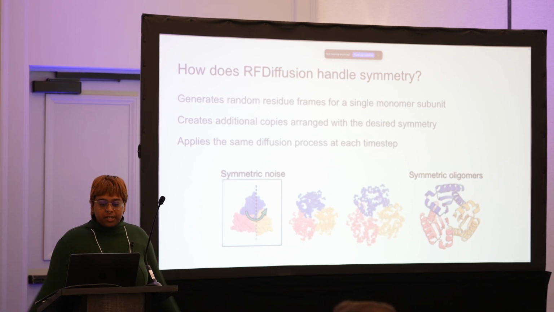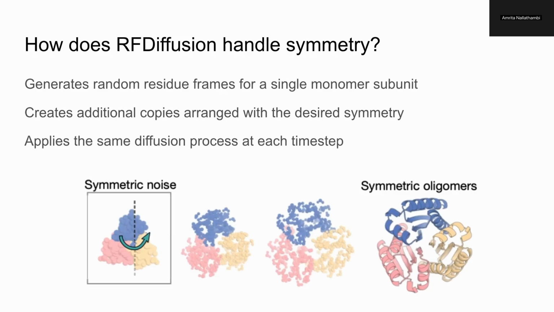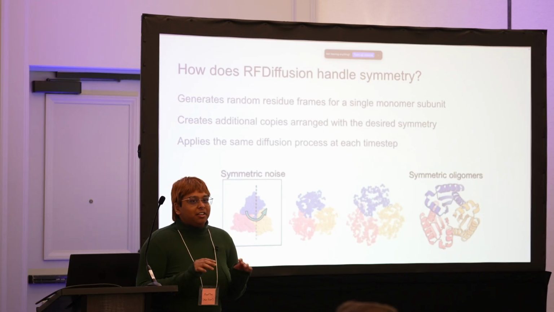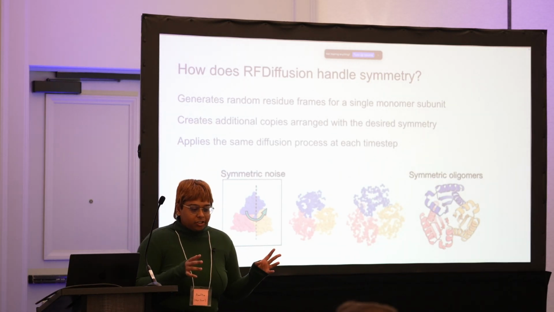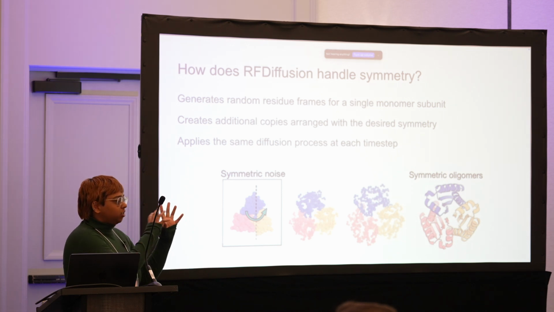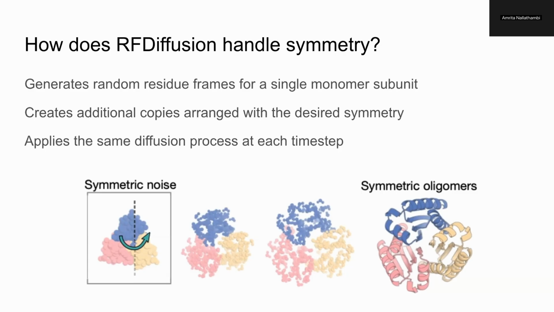So RFDiffusion handles symmetry essentially by creating monomeric noise and then making the copies in the desired symmetry that we ask it to. And I want you all to remember this because it's going to come up in Matt's lecture later, but the symmetric copies that it creates are done around the z-axis. After this, it implements what we call symmetric sampling, which is essentially the model, when it adds or removes noise from one monomer, it does the same across all the monomers. So that's how it keeps the assemblies symmetric.